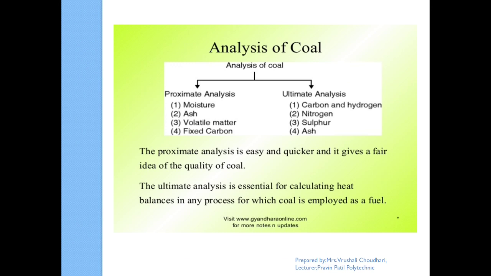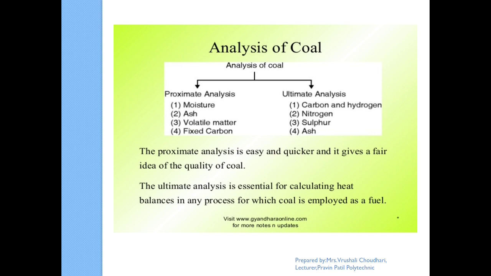In proximate analysis, we are determining the amount of moisture present, amount of ash present, amount of volatile matter present, and how much fixed carbon is present. And when we are doing ultimate analysis, we carry out different chemical processes to check exactly how much carbon is present, nitrogen is present, sulfur is present, and ash is present.